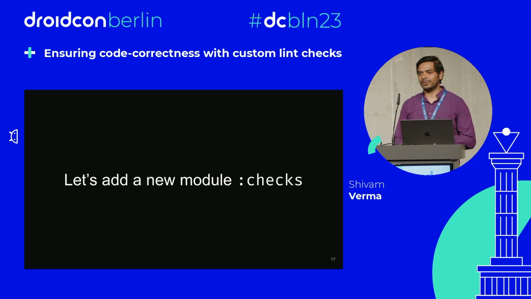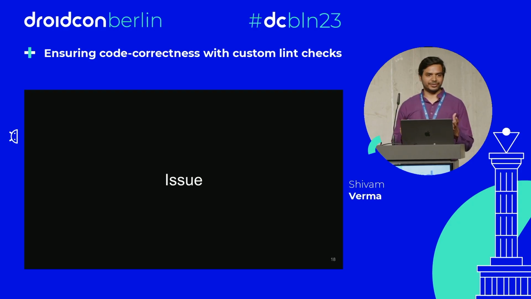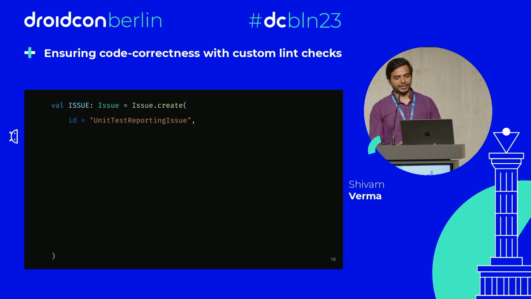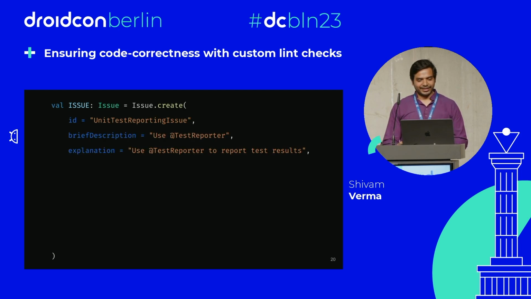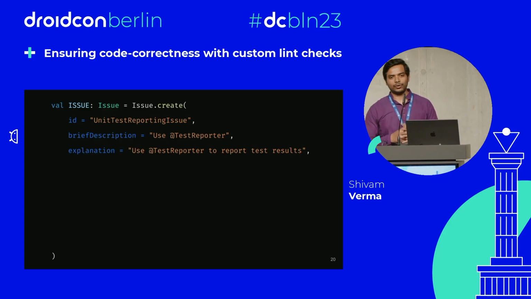So let's now jump into how I actually ended up writing the check. We are multi-module, so we start a new module called checks. The first thing you want to do is add an issue. An issue is basically a potential problem that you want to detect and report to the users, in our case the developers. We provide an ID, in this case I create this unit test reporting issue. Then I add a brief description and an explanation. These are used when your warning or error is thrown to the developer, or when these errors are actually reported in the IDE.